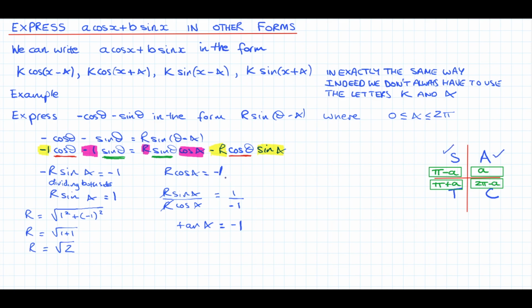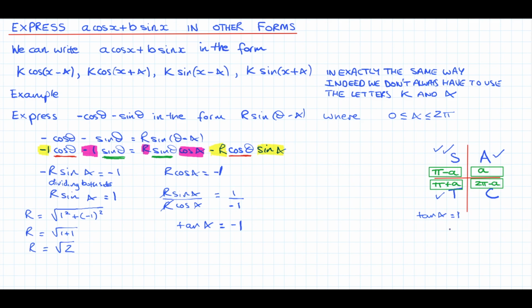r cos alpha is equal to -1, so the cosine is negative. Now, if the cosine was negative, where would your answers come from? Where is the cosine negative? It would be in here or in here. So this time, it's the second quadrant that our answer is going to come from. So alpha is in the second quadrant. And we are solving tan alpha equals -1. So again, we want to solve tan alpha is equal to 1. That won't give us our answer, but it will give us our answer in the first quadrant.